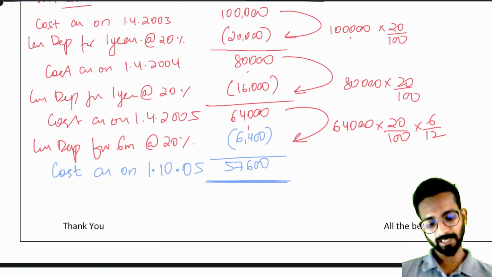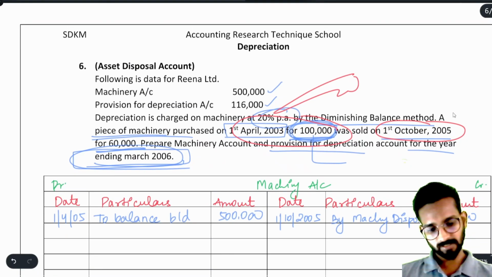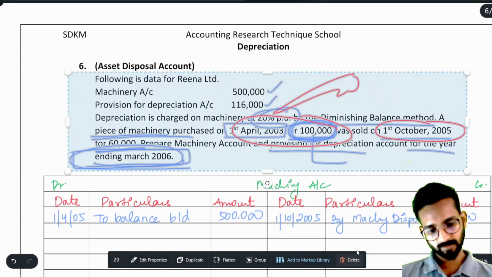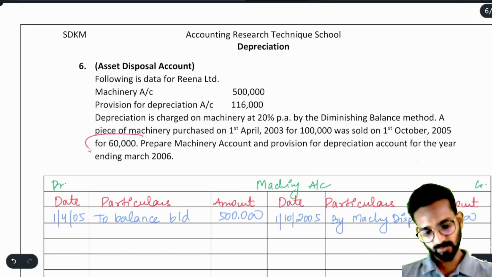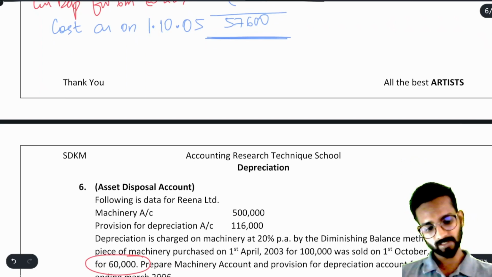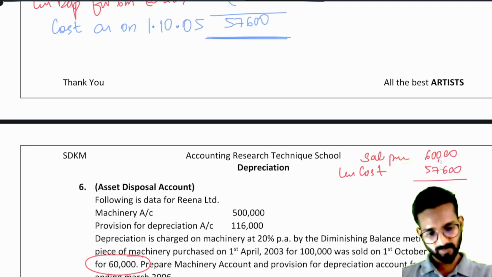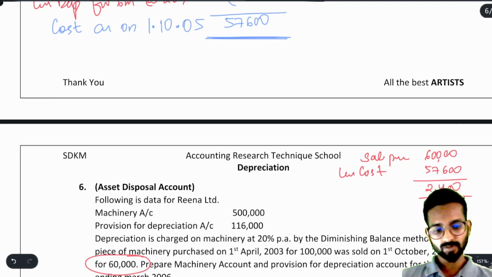Now you can compare this cost with the selling price. What is the selling price we have? The selling price was 60,000 rupees. They are selling it for 60,000. What was the cost we have? 57,600. So you can say selling price is 60,000 less cost 57,600, which means it is a gain of 2,400. So you can say the gain on sale of asset was 2,400.